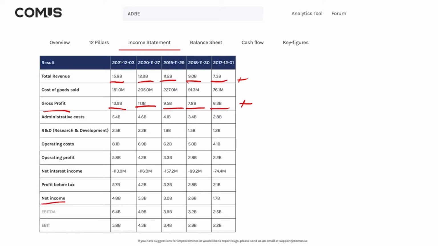Net income went from $1.7 billion up to $4.8 billion. Same trend here, that these numbers have been improving. I like it. Now let's jump over to the balance sheet.